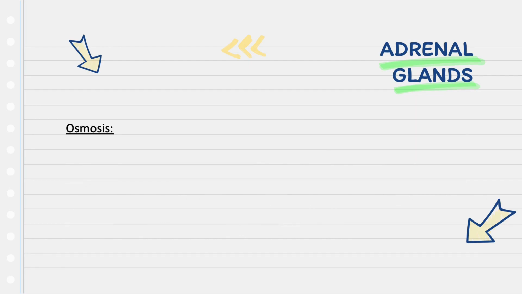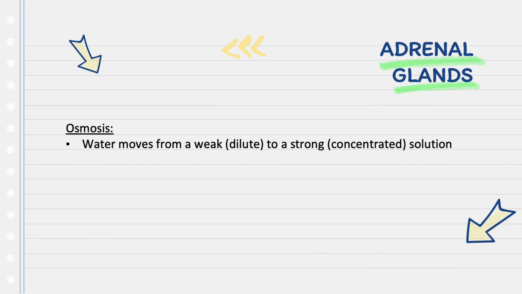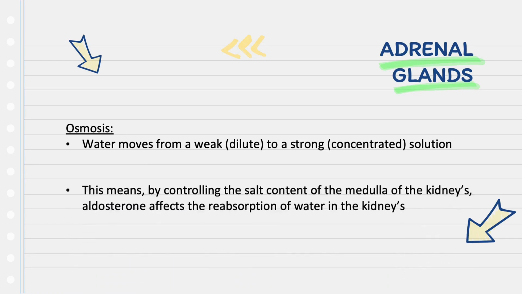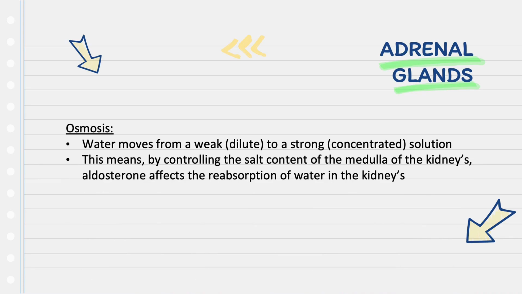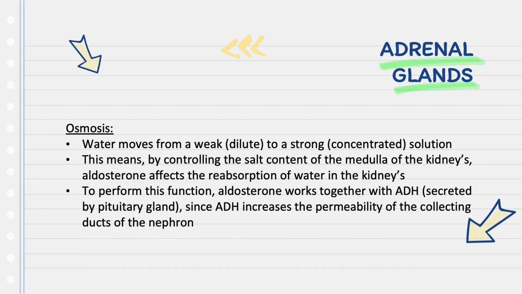Osmosis is a process that takes place in the kidneys. Water moves from a weak or dilute to a strong or concentrated solution. This means that by controlling the salt content of the medulla of the kidneys, aldosterone affects the reabsorption of water in the kidneys. To perform this function, aldosterone works together with ADH, which is secreted by the pituitary gland, since ADH increases the permeability of the collecting ducts of the nephron.